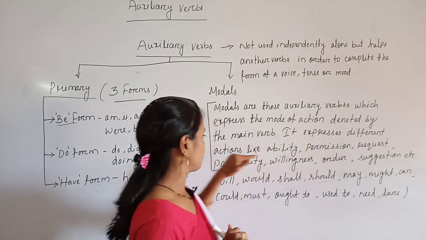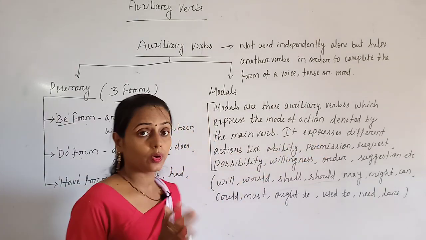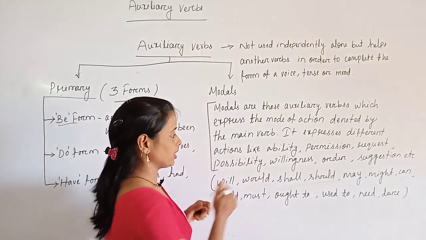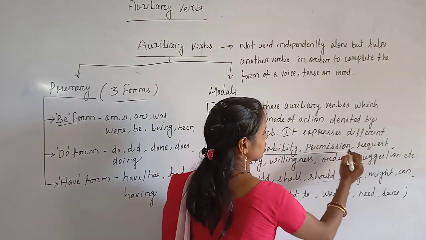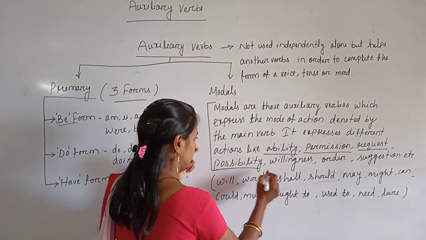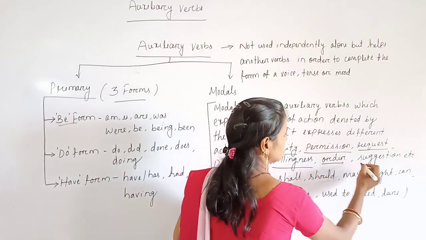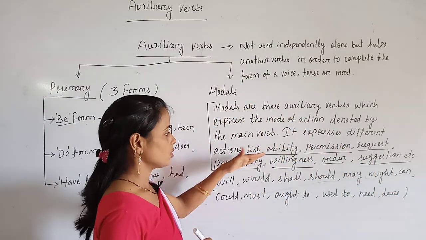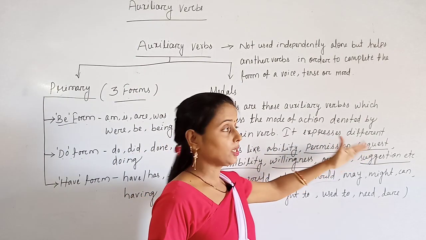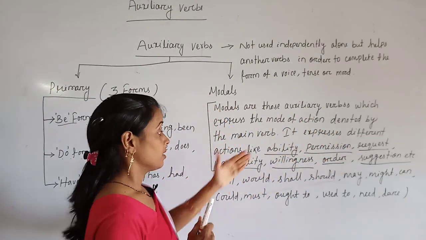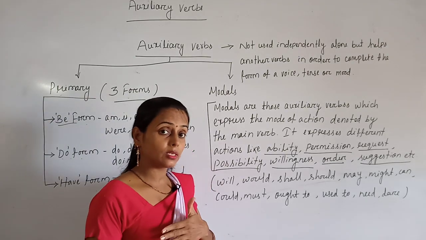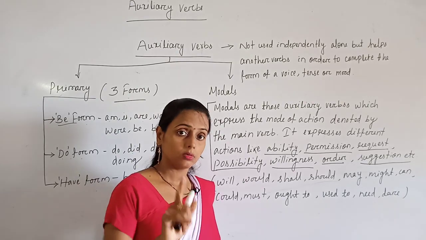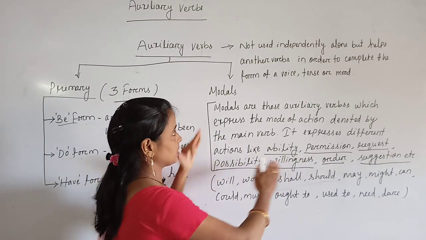It expresses different actions like ability. The modals express ability, permission, request, possibility, willingness, order, suggestion, and a number of others that I have not written here. Ability also refers to present ability and past ability, and permission means giving permission or taking permission. Understood? For all these things modals are used.